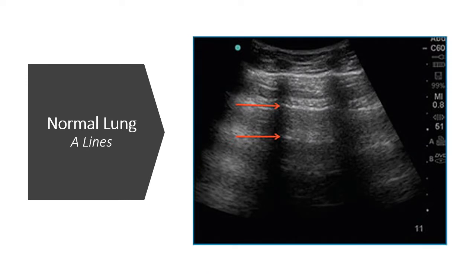Here's another example of A-lines. Again, you see the first line is the pleura itself, and then the reflection back and forth creates these other lines that are equally distant from each other.